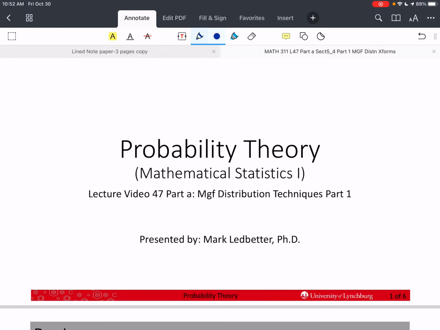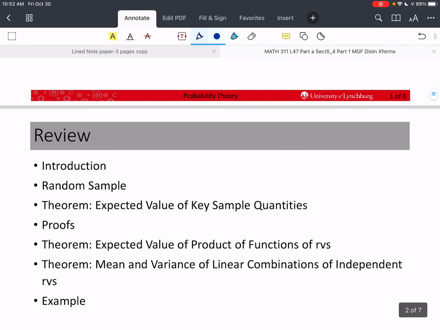I'm Mark Ledbetter. This is lecture video 47, part A, and in this section we're going to discuss the moment generating function distribution techniques for transformations. So this is actually a very easy and efficient method to use. I hope you're comfortable with moment generating functions by now.